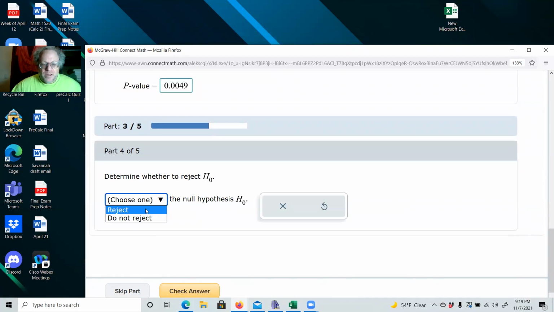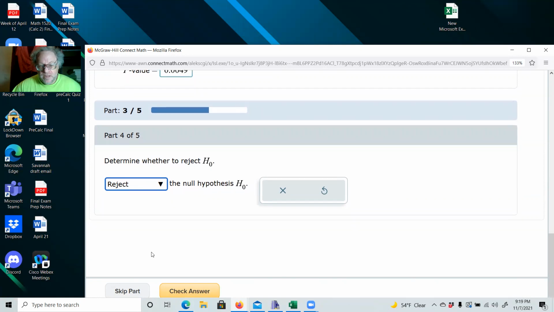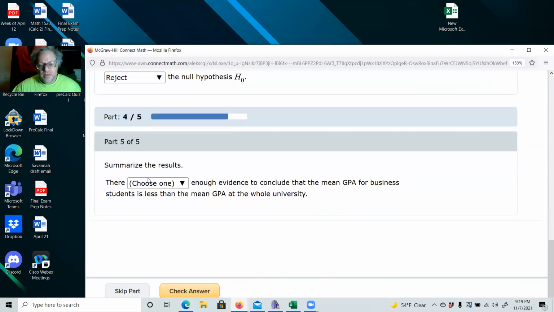Reject H0. So we are rejecting the null hypothesis. Okay, and then there is enough evidence to conclude that the mean GPA for the business students is less than the GPA for the whole university. Okay, so there we go.